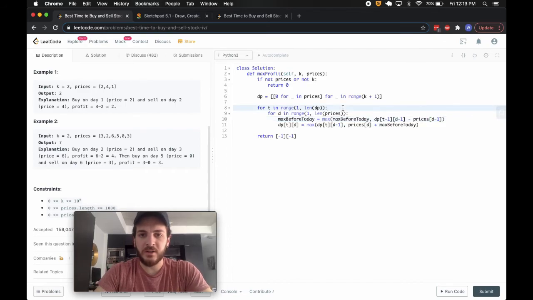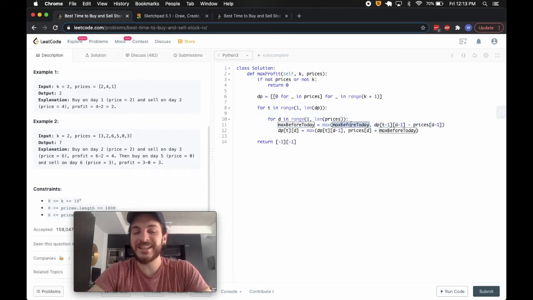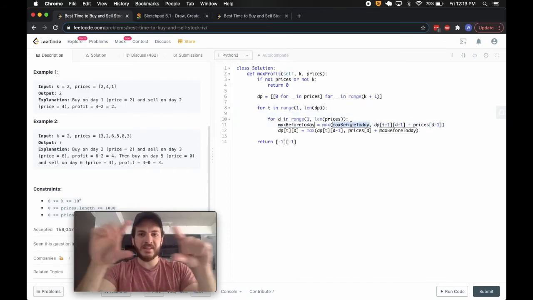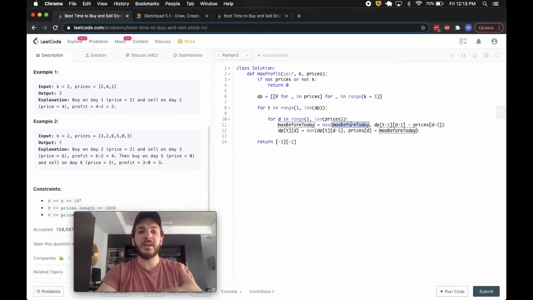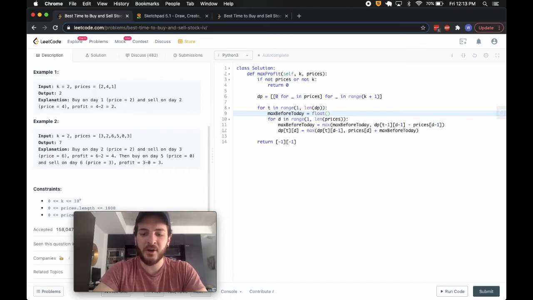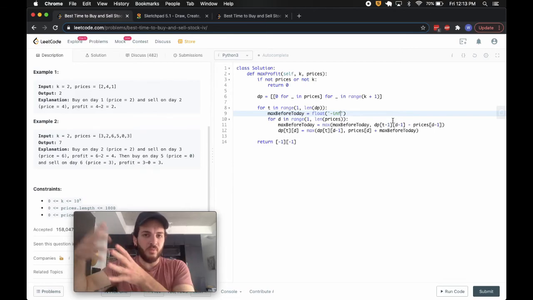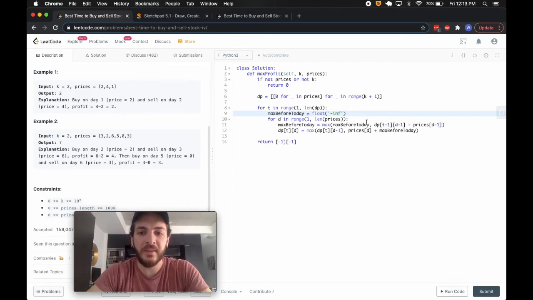The only thing that we haven't done here is actually instantiate this max before today. And you can almost think about this on a weekly basis. We're going to be resetting this every week. So I'm going to start by saying max before today is equal to just the negative possible value we can have, which in Python is negative infinity. So whatever we do after will always be greater than that.